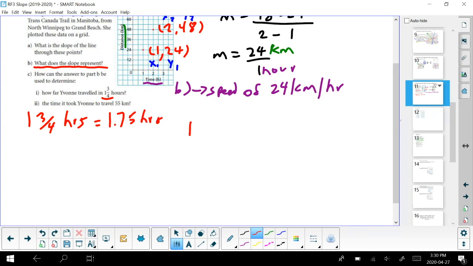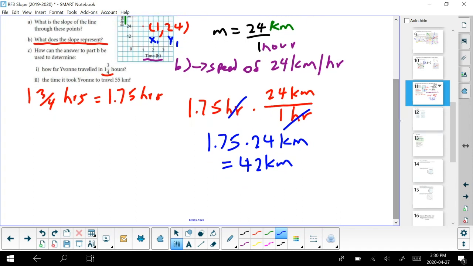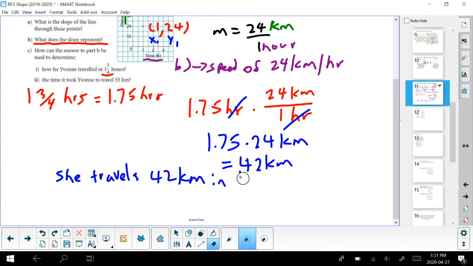If we are looking at how far she traveled in 1 3/4 hours, we know that 1 3/4 hours is really the same thing as 1.75 hours. So we can set this unit analysis up as 1.75 hours multiplied by our speed, which was 24 kilometers per 1 hour. We can get rid of our unit of hours, and we're left with 1.75 multiplied by 24 kilometers. We end up getting 42 kilometers. So therefore, she travels 42 kilometers in 1 3/4 hours.